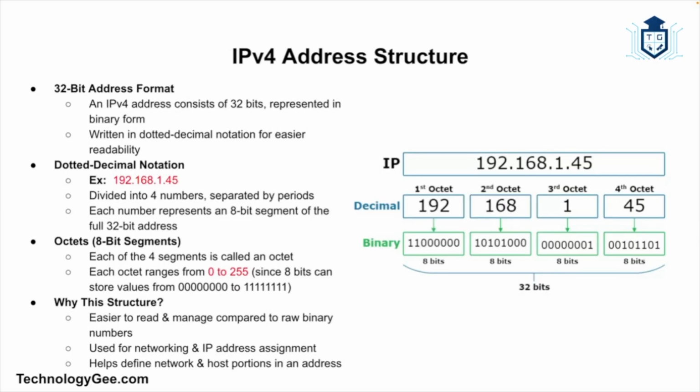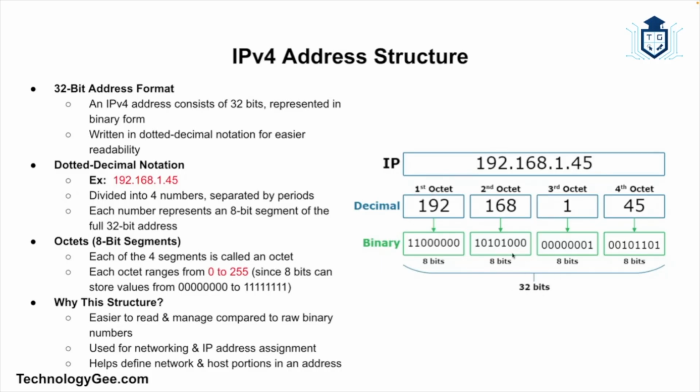All right, so let's move on and talk about the IPv4 address structure. An IPv4 address is a 32-bit address. However, rather than writing out each individual bit value, you would write the address in what is called dotted decimal notation. So consider the IP address 192.168.1.45. Notice that this IP address is divided into 4 separate numbers separated by periods, and each number represents 1/4 of the IP address. Specifically, each number represents an 8-bit portion of the 32 bits in the address. Because each of these 4 divisions of an IP address represents 8 bits, these divisions are called octets.